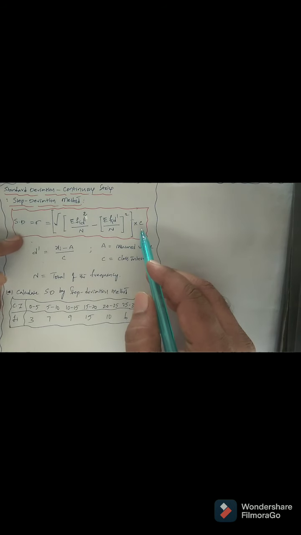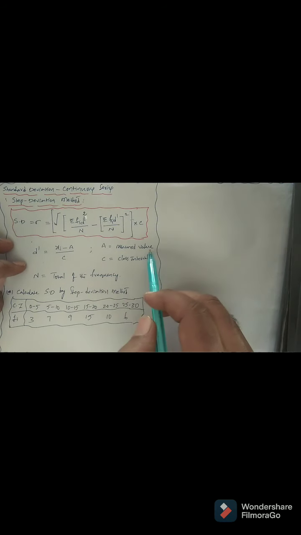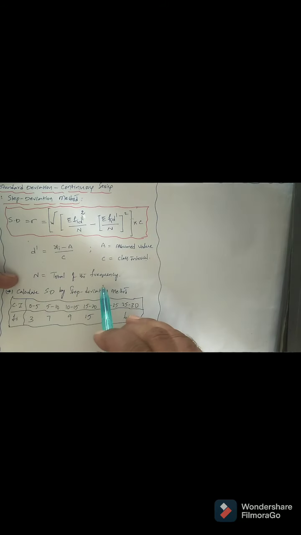Outside, C. So what is C here? Class interval. So what is here? Any assumed value. What is C? The class interval, where n is the total of the frequency. Again here, this is the previous problem. Let us check whether we are getting the same answer or not.